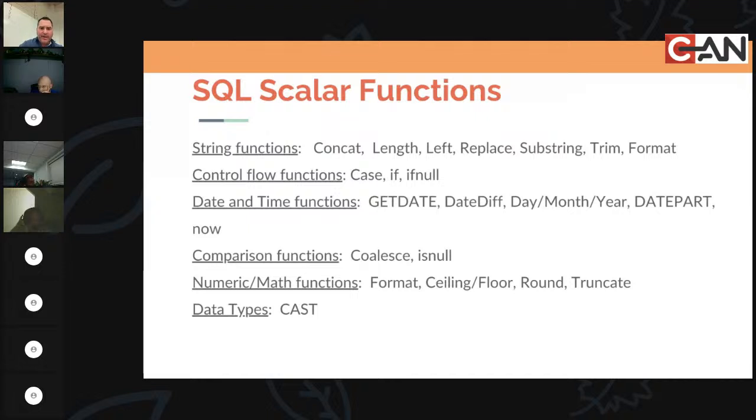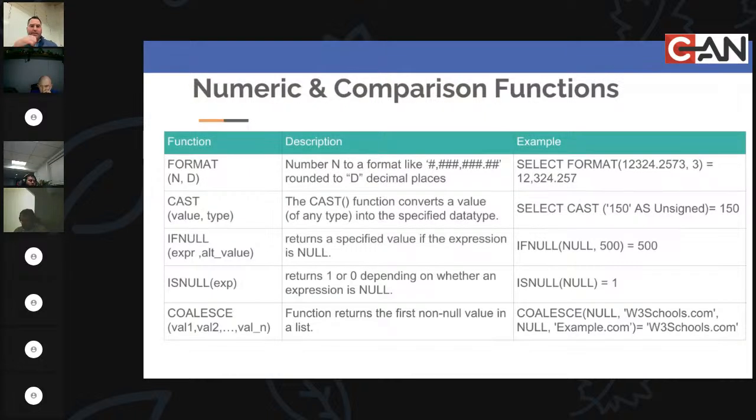So here are some scalar functions that are most commonly used. You know how to read, so it's just a reference for you later. I don't need to read them off for you. You can see it. So, numeric and comparison functions. We've got format. What that's doing in this example is when you're saying 3, you're setting the decimal places to 3.